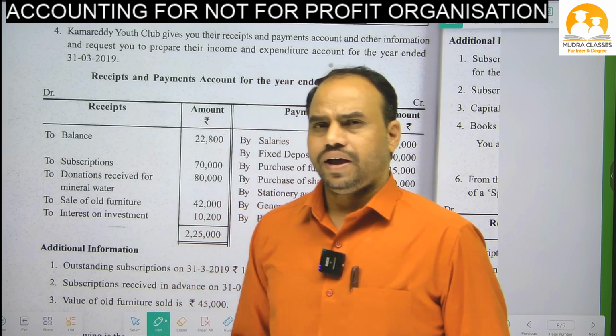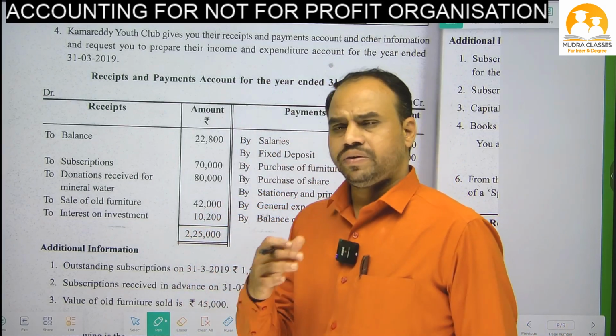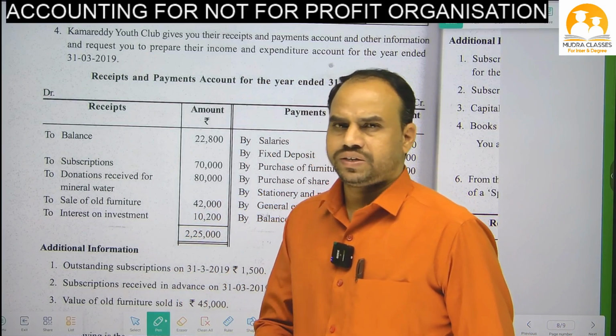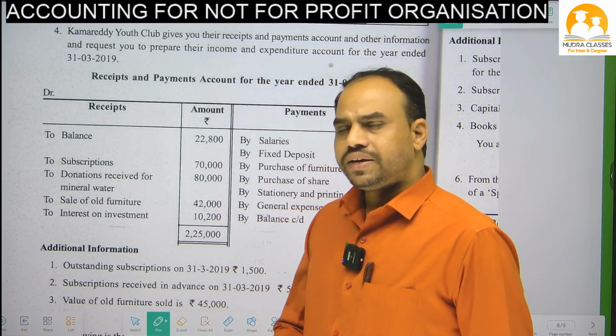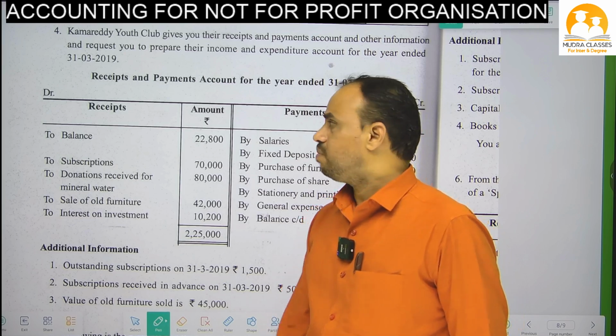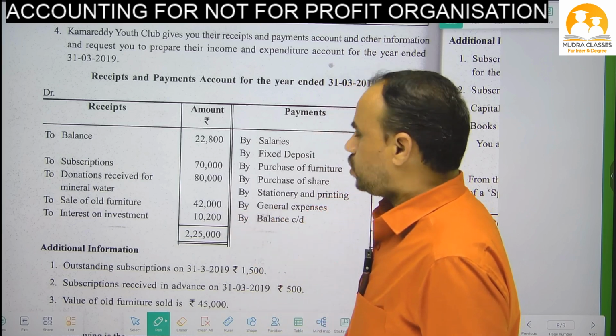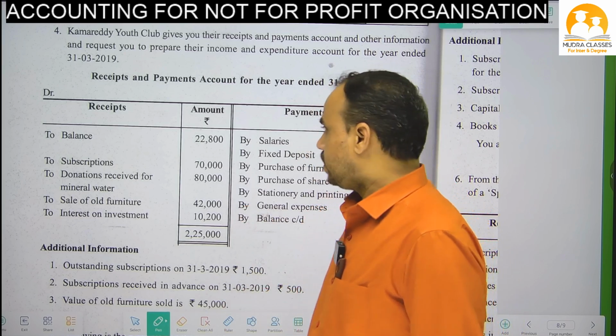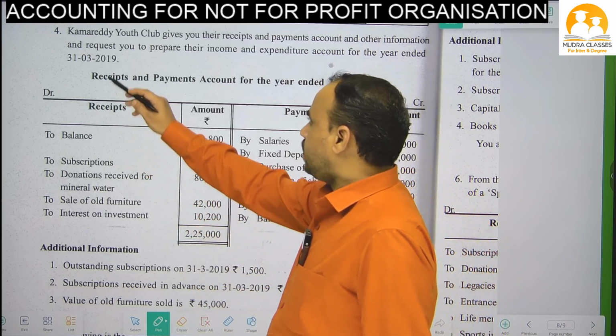Okay, today I am going to explain a very important problem from the intermediate second year accountancy compulsory question in the final exam for 10 marks, beta. This is question number 4 from the not for profit organization chapter. So what is given here?